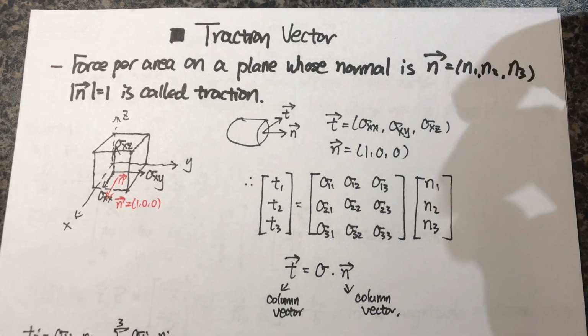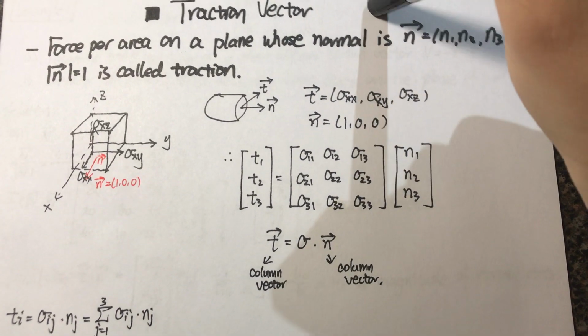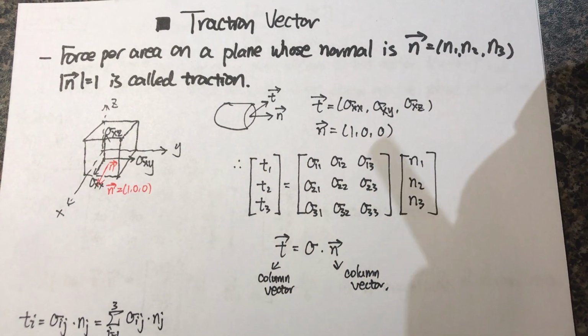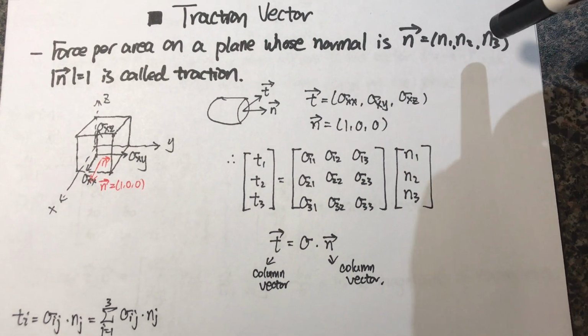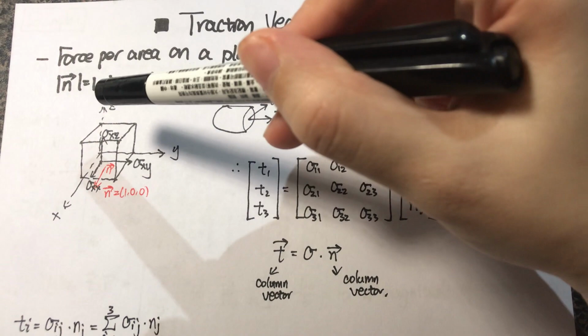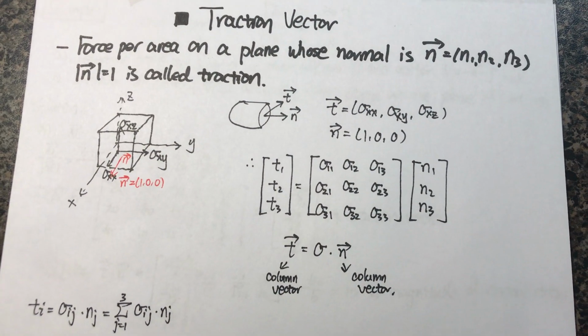Okay, so today I'm going to talk about the traction vector. So what is the traction vector? It is a force per area on a plane whose normal is n1, n2, and n3, and the norm is 1.